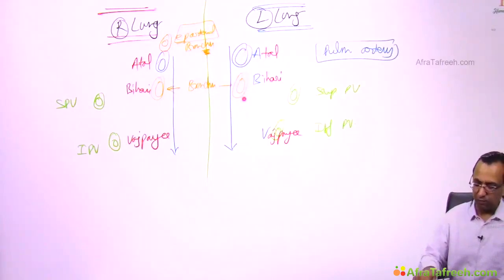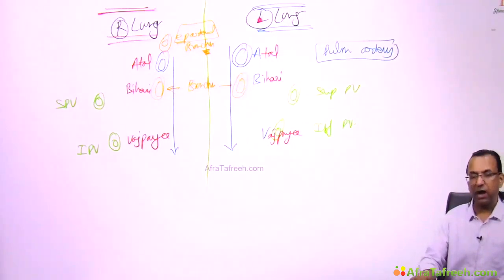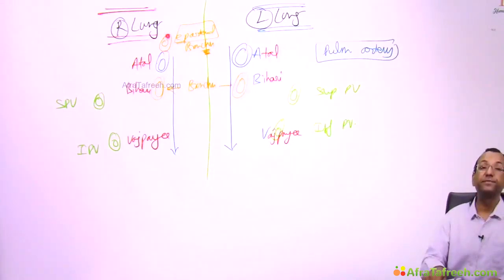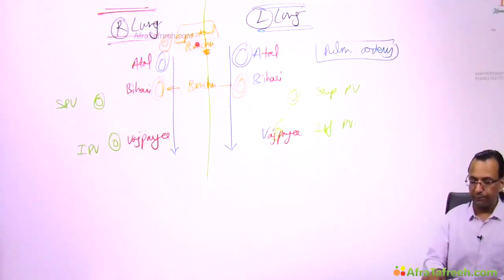Who is the superior most in the hilum of the left lung? It must be the Atal, the pulmonary artery. And who is the superior most in the hilum of the right lung? This time it cannot be Atal, so it is the eparterial bronchus. There is a bronchus above the Atal on the right side, so the superior most is a bronchus. Otherwise, the arrangement is the same.